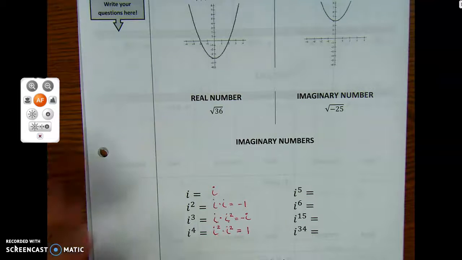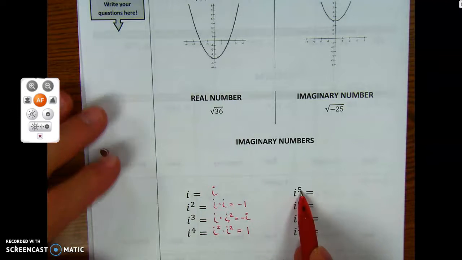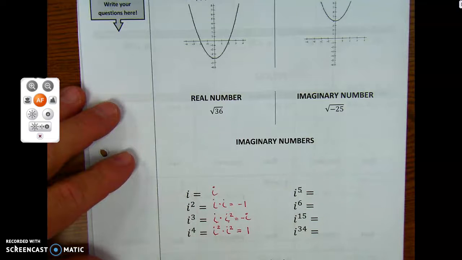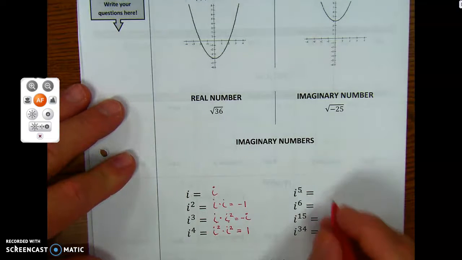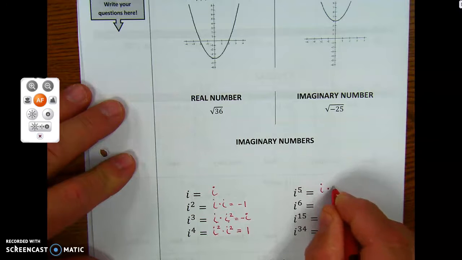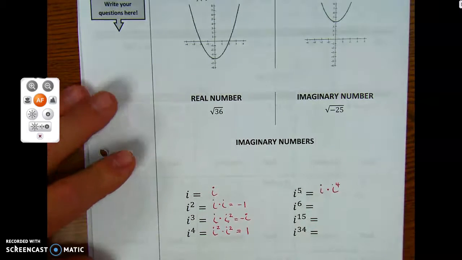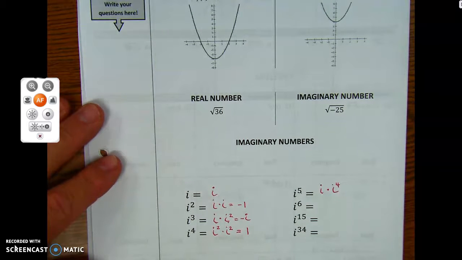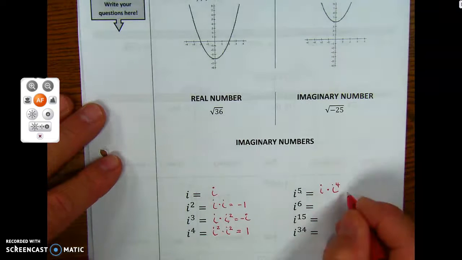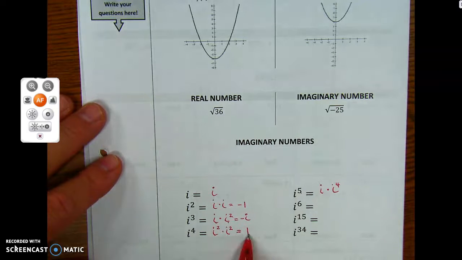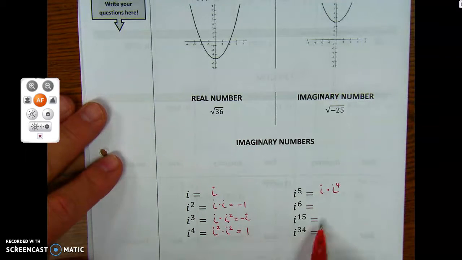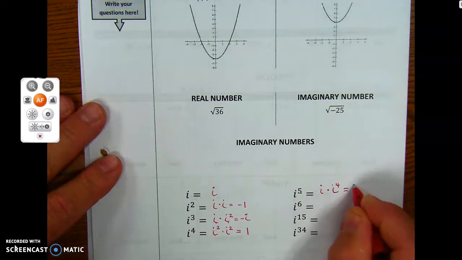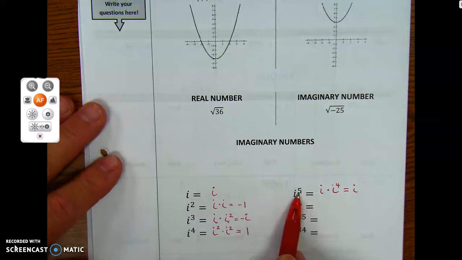Now, guys, what you're going to figure out with i to the fifth is it just starts repeating back to what i equals. How does that happen? Well, i to the fifth is i to the first times i to the fourth, because 1 plus 4 is 5. We already know that i to the fourth is equal to 1. So this is 1 times i, which is just i. So i to the first is the same thing as i to the fifth, which is just i.